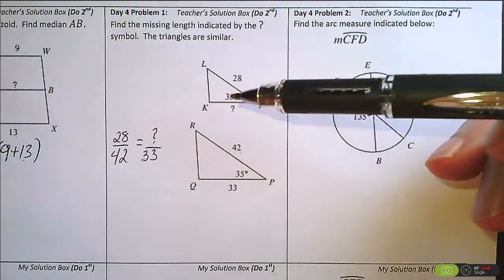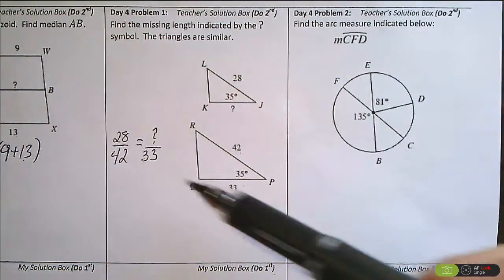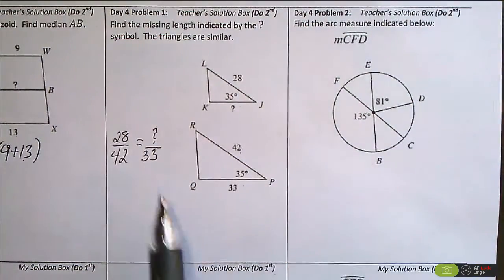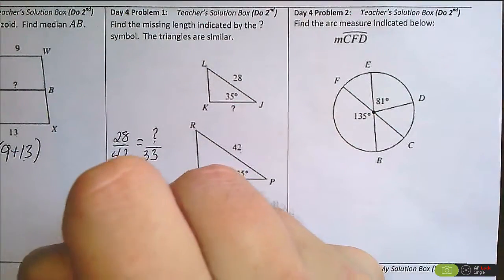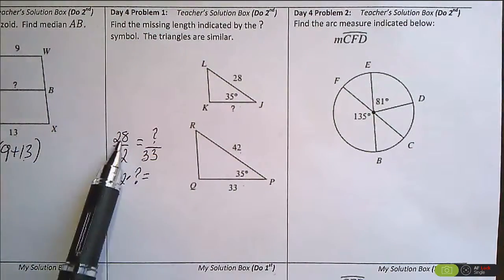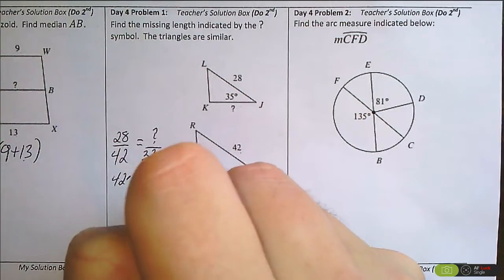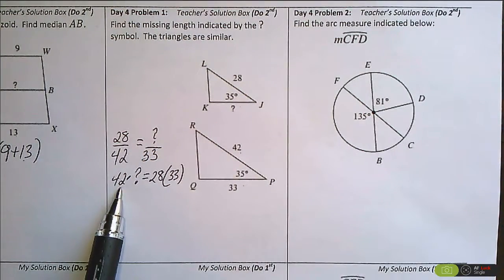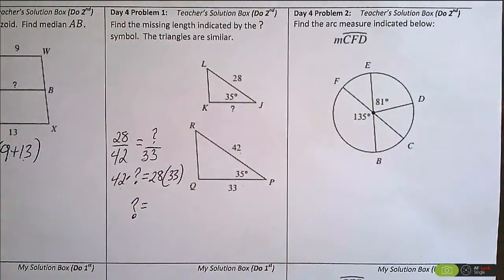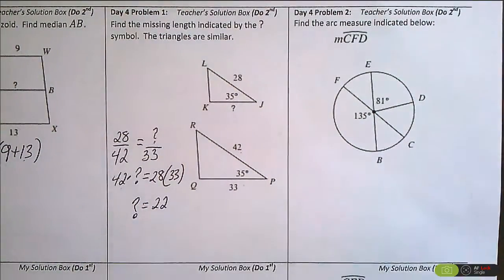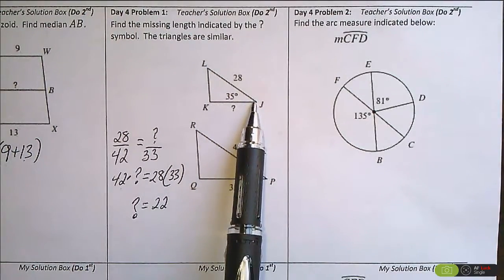Again, you just have to make sure that you're comparing corresponding parts when you're setting up proportions. One way to solve a proportion is with cross multiplication, so 42 times the question mark is equal to, and then the other diagonal, 28 times the 33. If we divide by 42, we'll have the question mark alone. And the result is 22. So it is 22 units from there to there.